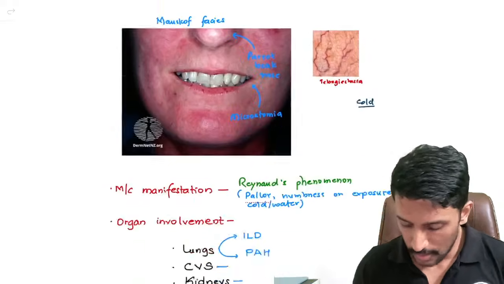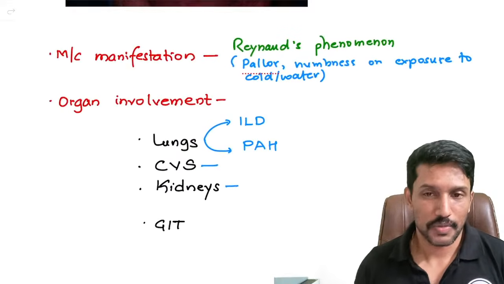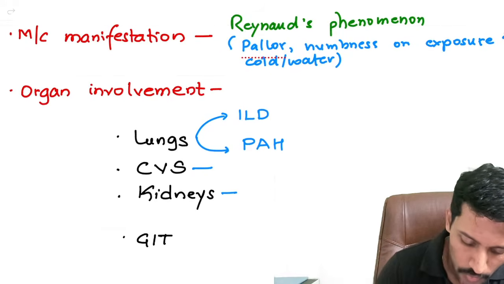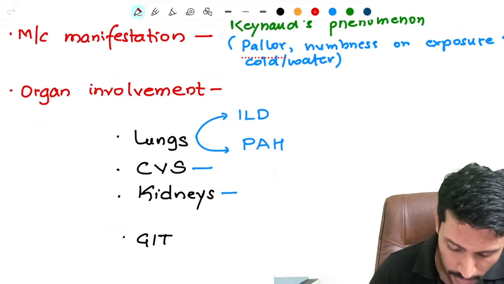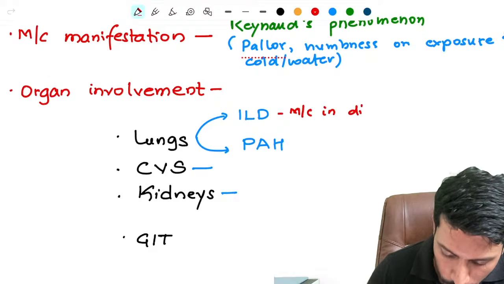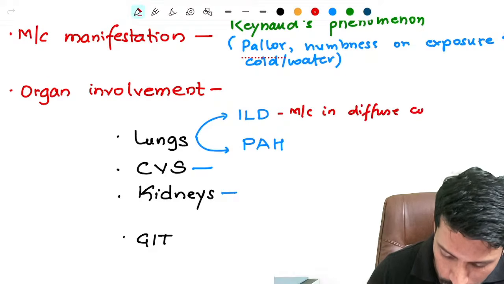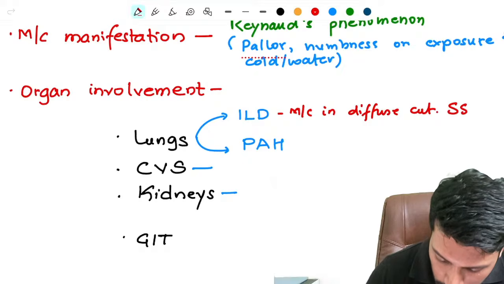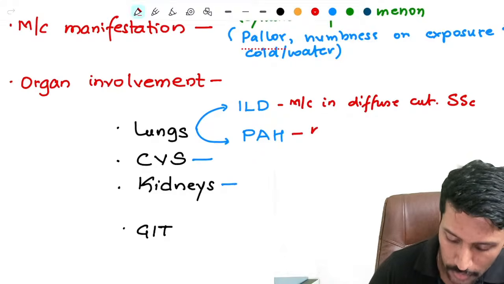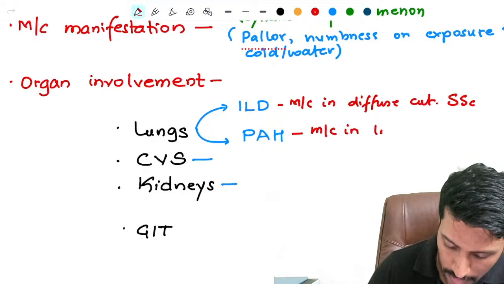Okay. Then apart from that, as we just studied, there is organ involvement, right? So what all can it lead to? In the lungs, it can lead to ILD. ILD is typically more common in the diffuse cutaneous variant of systemic sclerosis. And they can also develop pulmonary arterial hypertension. That is more common in the limited cutaneous variant.